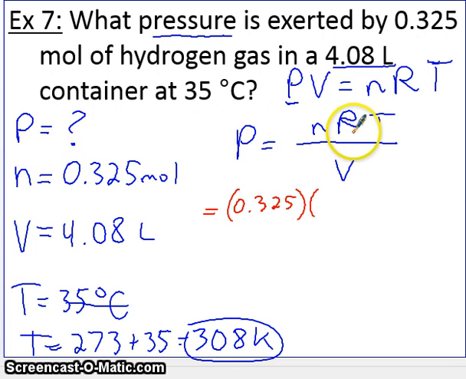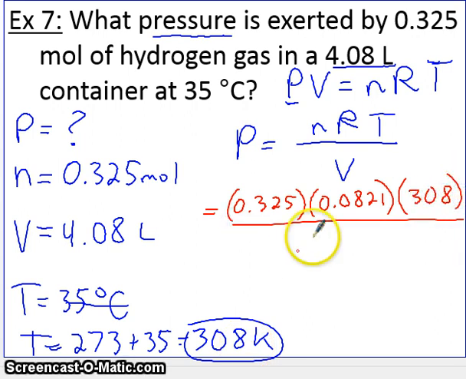The constant R is always the same. It's always 0.0821. Temperature in this case is 308. And volume is 4.08. Go ahead and plug this into your calculator and see what you get. Do 0.325, multiply by 0.0821, multiply by 308, divided by 4.08. You should get a final volume of 2.01.